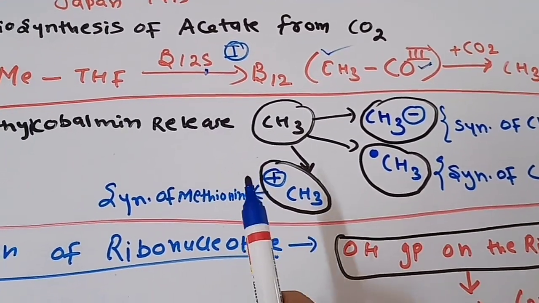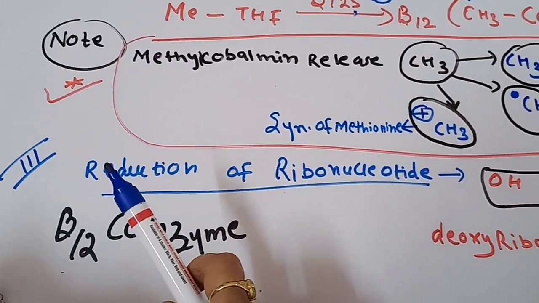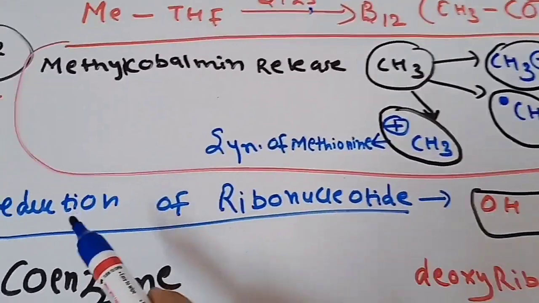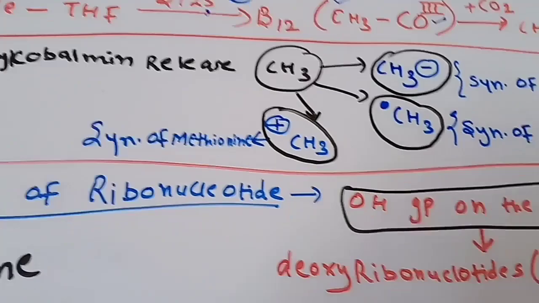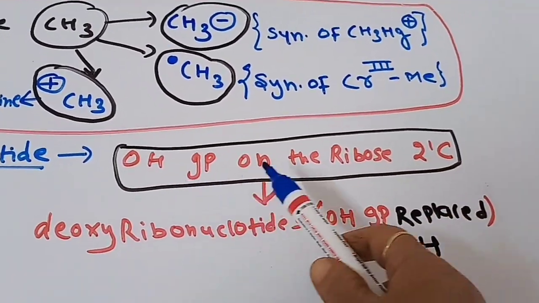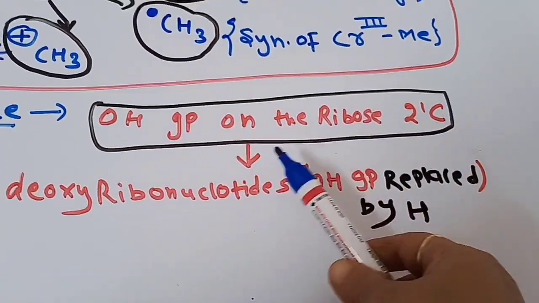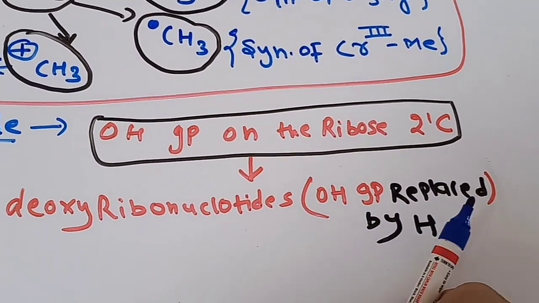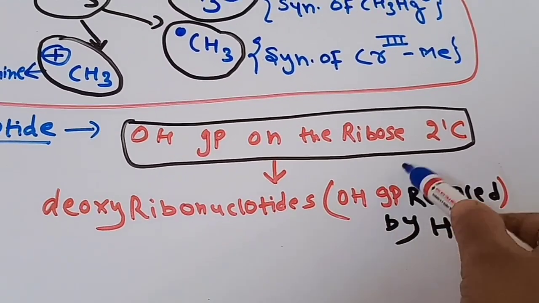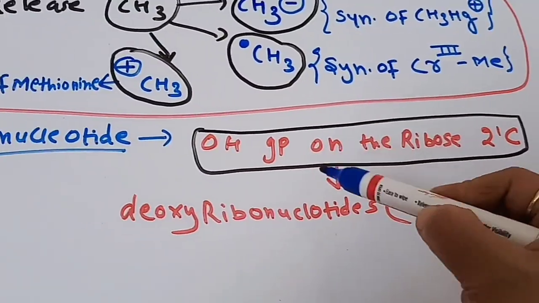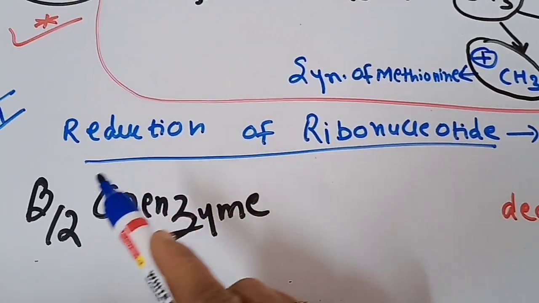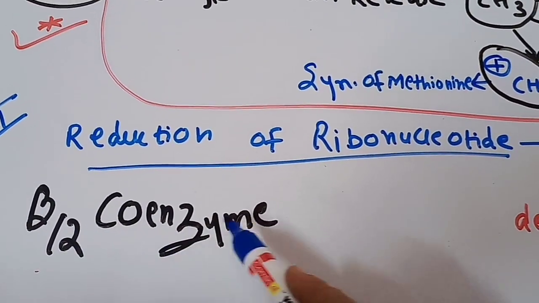Then next, the third important reaction of our coenzymes was the reduction of the ribonucleotide. Here we can see that the OH group on the ribose second carbon is converted to deoxyribonucleotides. The OH group is replaced by H, but the details of this reaction are not given much, so we can just say that the reduction of the ribonucleotide is also catalyzed by the vitamin B12 coenzymes.